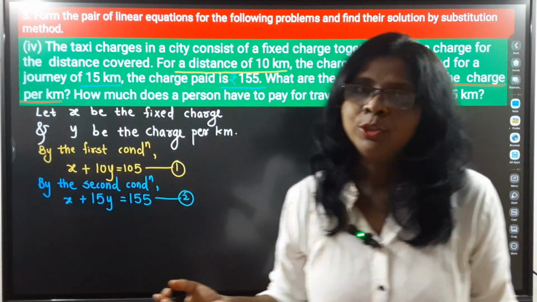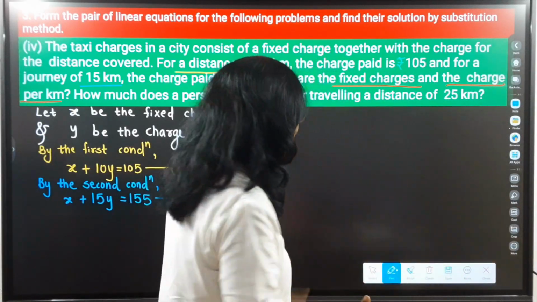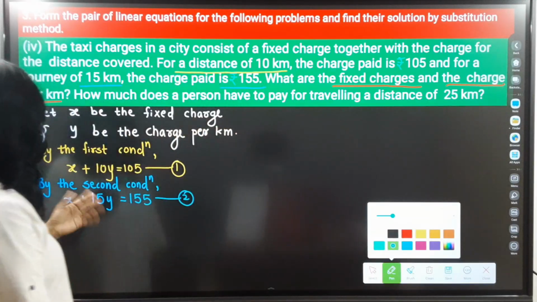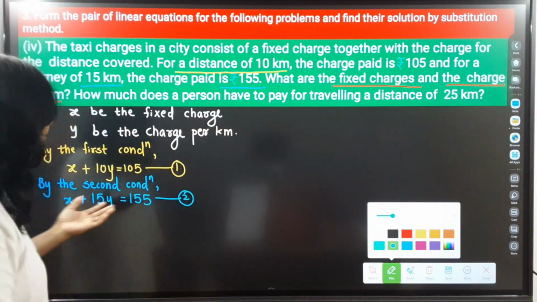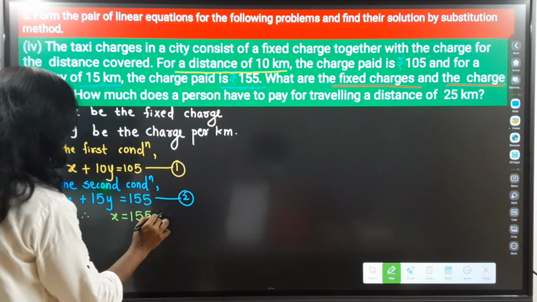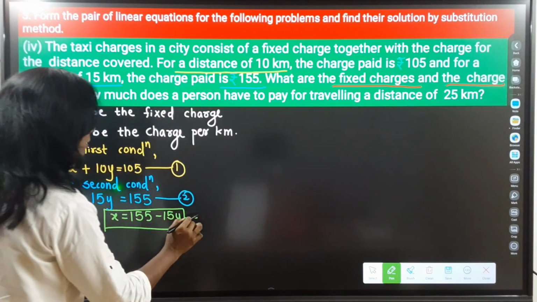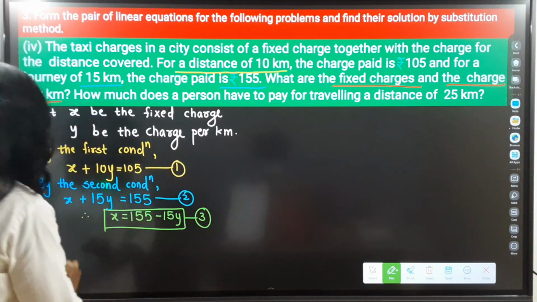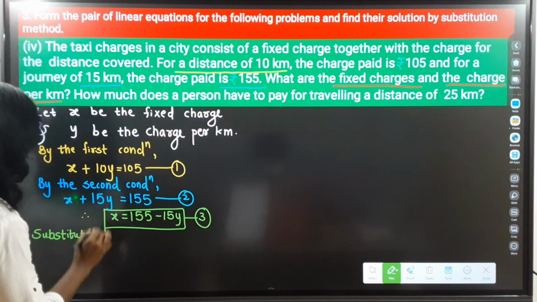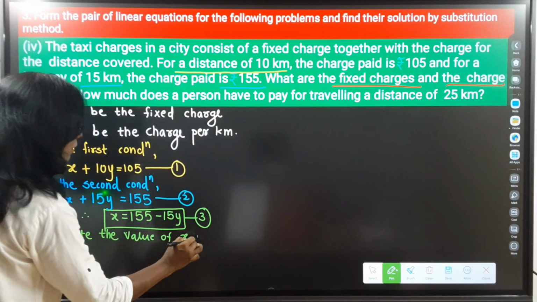In such a way we have two equations, and these two equations are solved with the help of the substitution method. For the substitution, I choose the second equation students. Therefore I say x is equal to 155 minus 15y. This is our new equation, so we call it the third equation. Then I write down: substitute the value of x in equation 1.